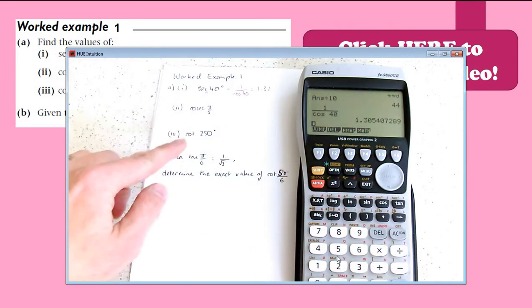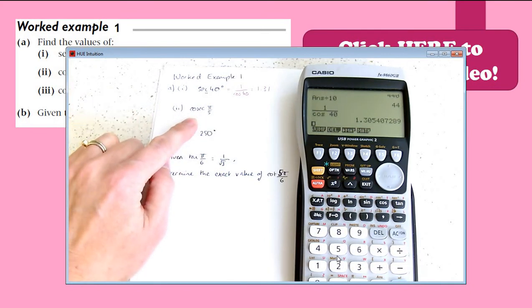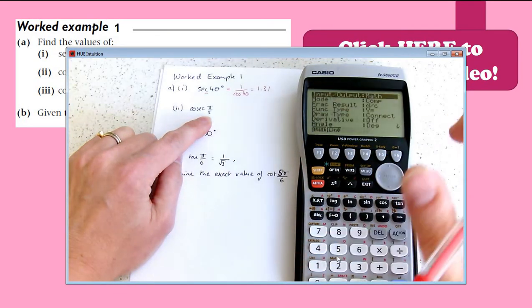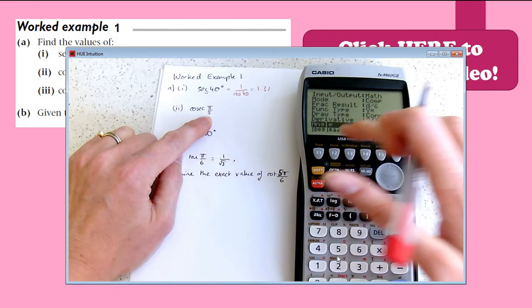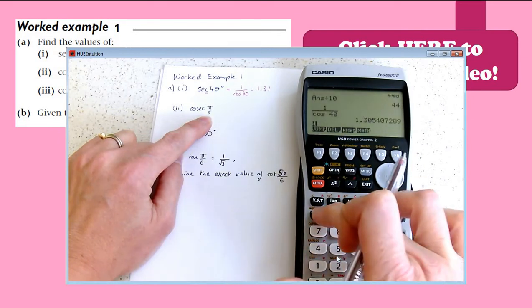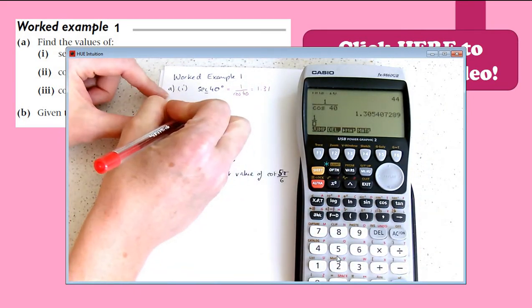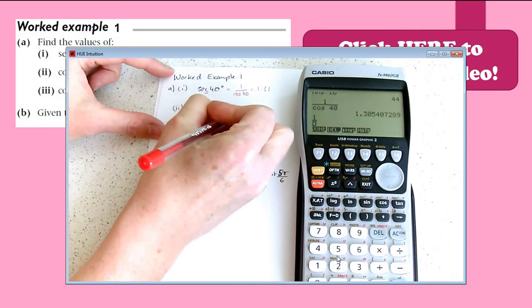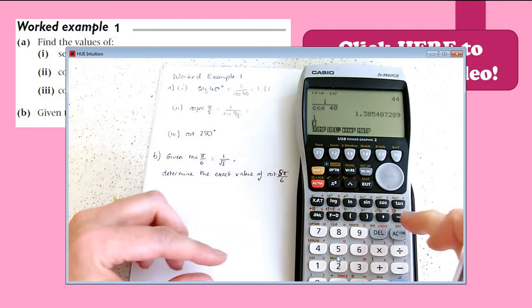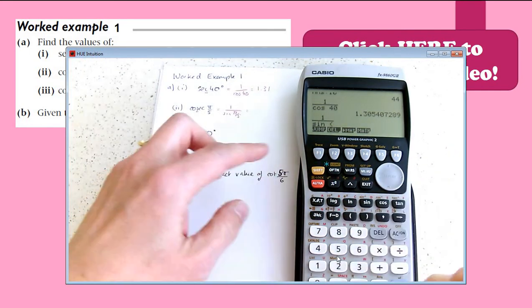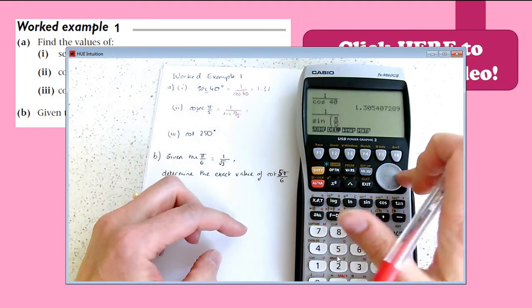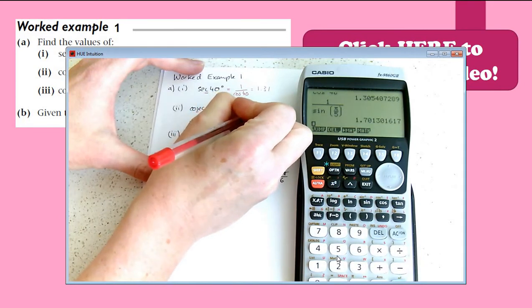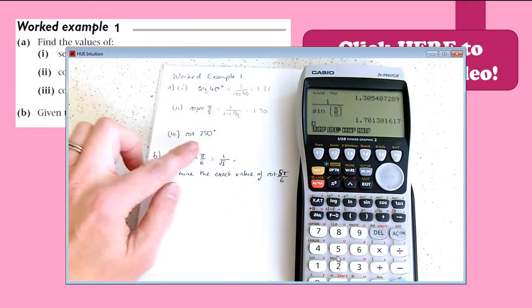Okay, let's look at the next one. We've got cosec of pi over 5. Now, we'll be working with radians for this one, so let's change in setup again. I go down to the angle, change it to radians. Now, the third letter is S, so cosec is 1 over sine of pi over 5. So let's put that in: 1 over sine, and then pi over 5. And that gives us 1.70 to 3 significant figures.